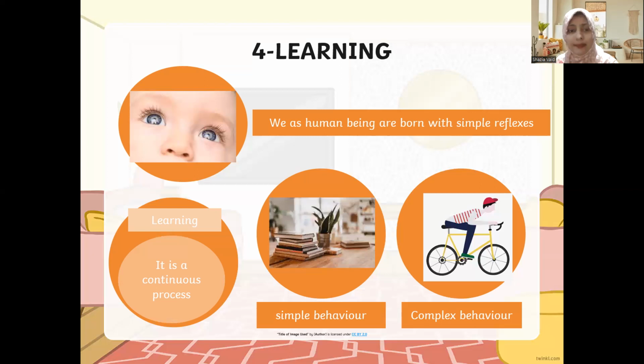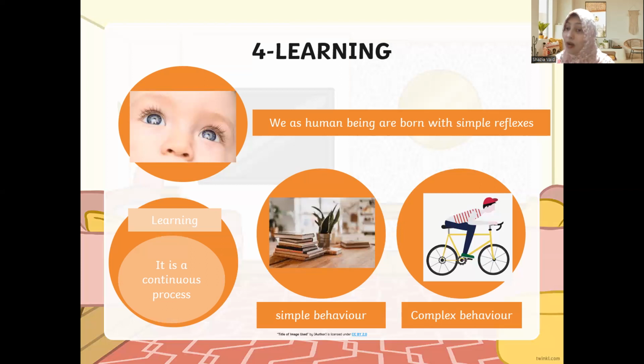Then what is learning? Learning is a continuous process. We learn on a daily basis. Every day we learn something new, from simple behavior to complex behavior. What could be an example of simple behavior? Picking up a book could be a simple behavior. Switching off the light could be another example. Drinking a glass of water is another example of simple behavior.